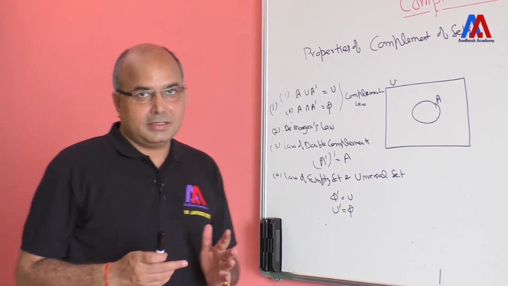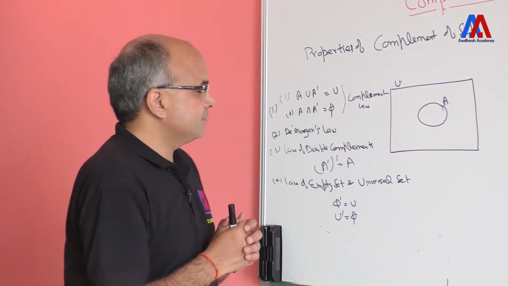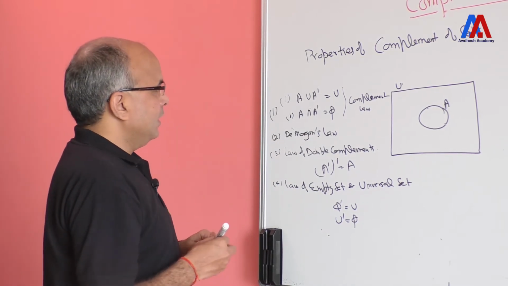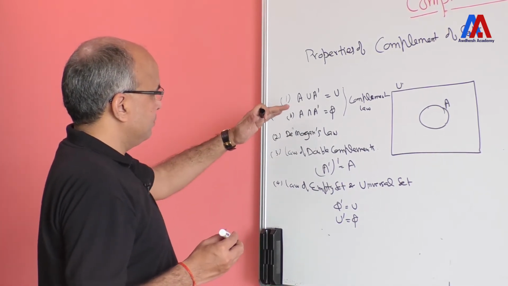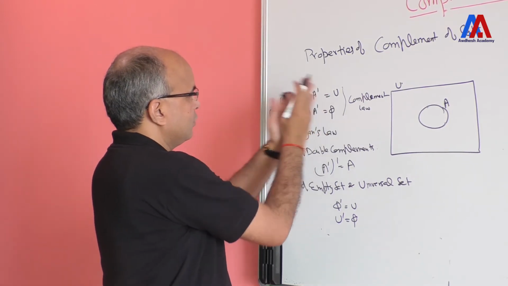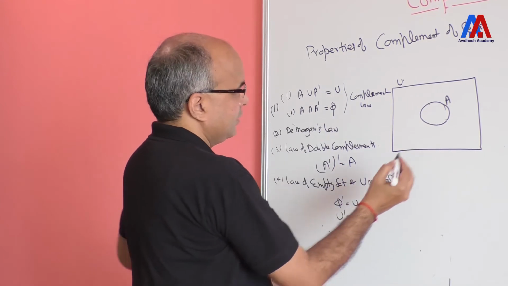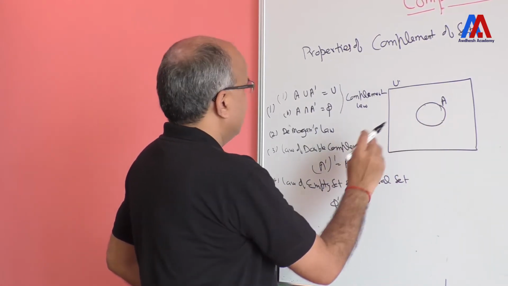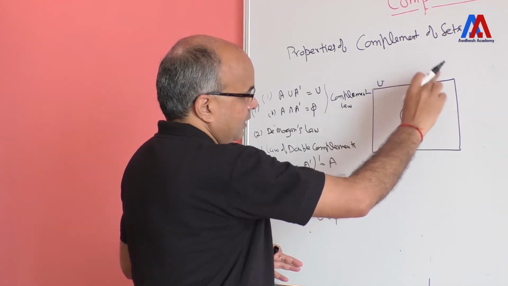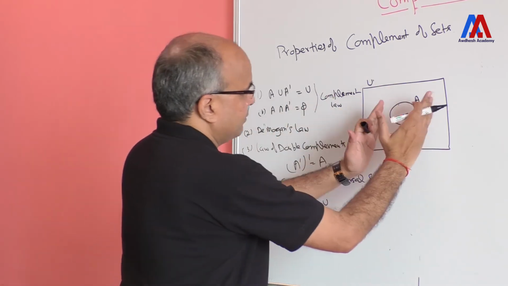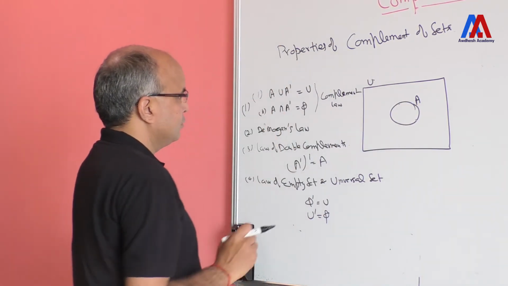Now let us understand the properties of the complements of sets. The first property is called the complement law, and here there are two sub laws. The first says that A union A dash is equal to U. It is very easy to understand because A represents the area inside this particular circle A, and A dash represents all the area which is outside A. So if we take the union of the two, automatically what we get is U.